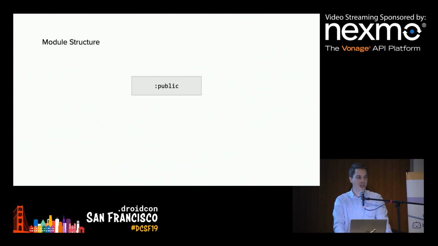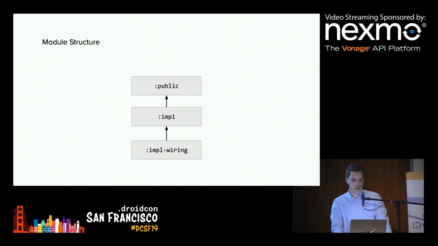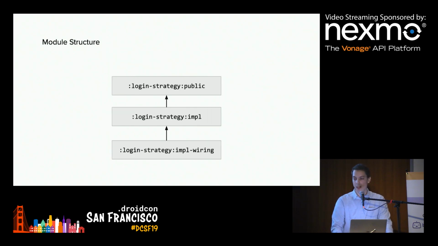Every library has a public module. In this public module goes the API, like the interfaces, but also the data types in some cases. And then we try to move all the implementation details into the impl module. Our Dagger modules go into the impl wiring, so they are separated from the implementation. All these three modules live within our library module, which is login strategy. And then in Gradle terms, the module names would look something like this.